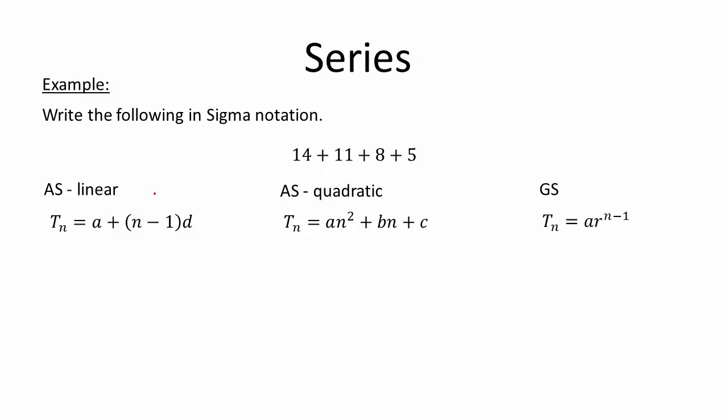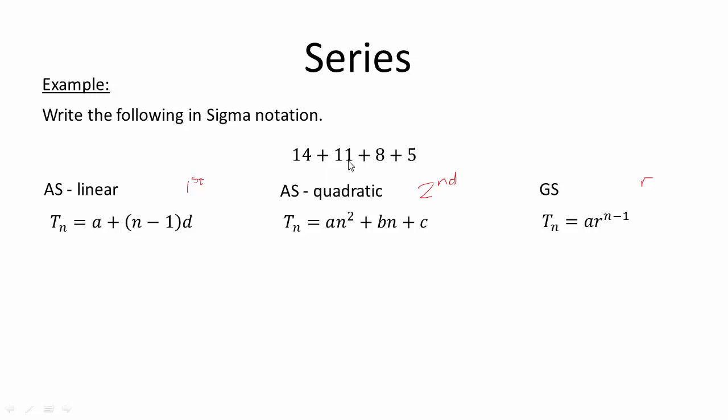Now, what do we know about an arithmetic sequence? It has a constant first difference. What do we know about an arithmetic sequence, quadratic? It has a constant second difference. And what do we know about geometric? It has a constant ratio. Let's have a look here.